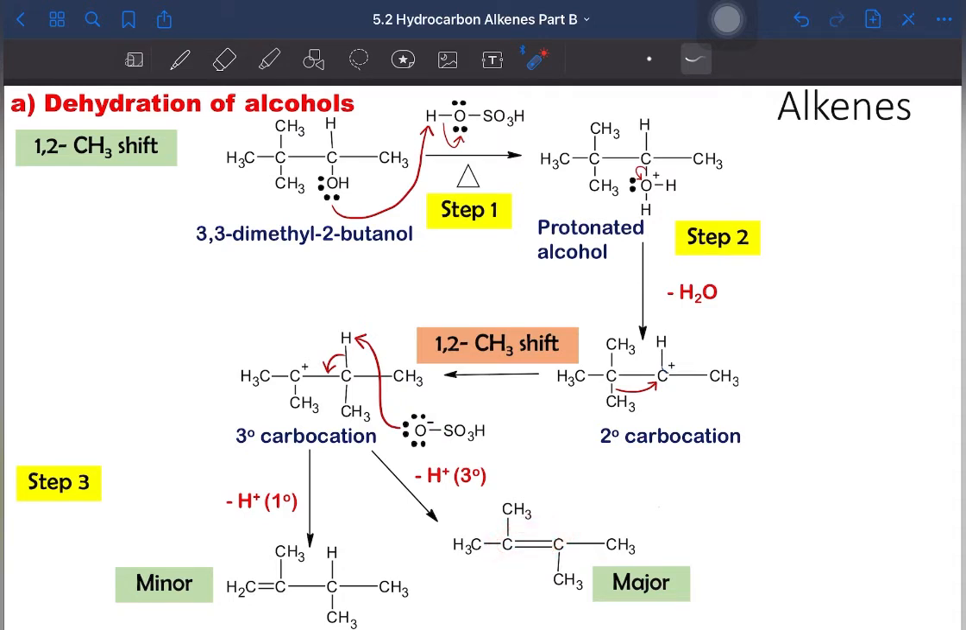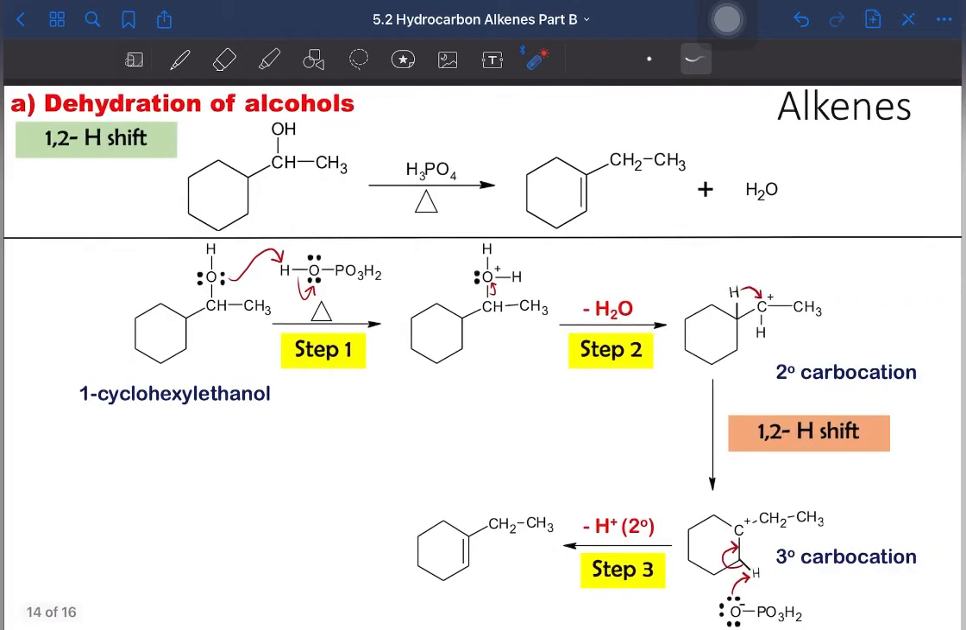However, if we were to remove the hydrogen from this carbon, the double bond will be formed here. Now the number of alkyl groups attached to the carbon-carbon double bond will be only 1 and 2 alkyl groups. So this one will be the major product, and this one will be the minor product, according to Zaitsev's rule. Now that is for the 1-2 methyl shift.